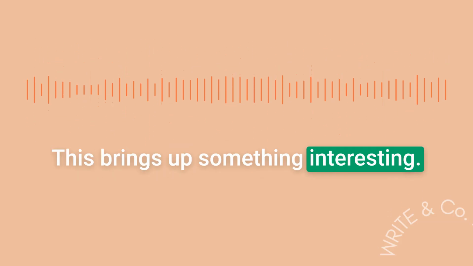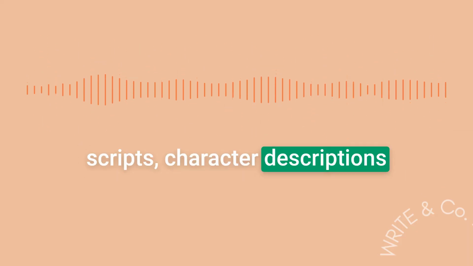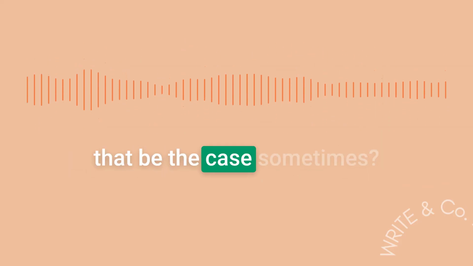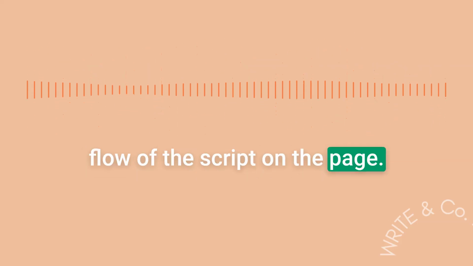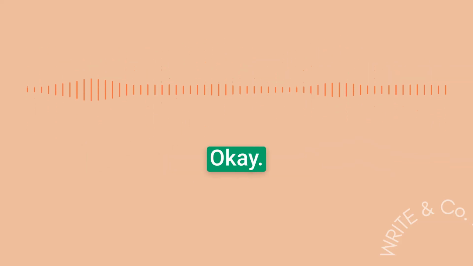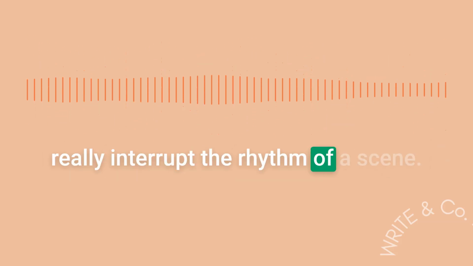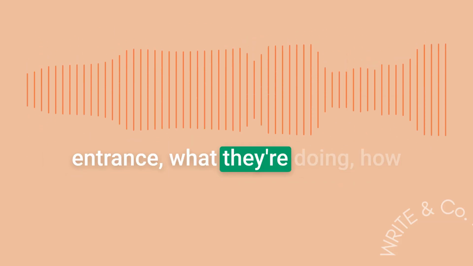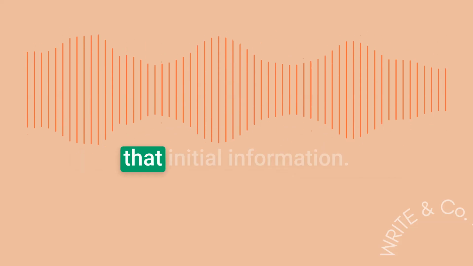Okay, this brings up something interesting the source mentions. Often in professional finished scripts, character descriptions can be surprisingly short. Right. If they're so important, why would that be the case sometimes? That's a good question. It's often about maintaining the flow of the script on the page. Readability. Okay. A long, dense block of description can really interrupt the rhythm of a scene. So in those cases, the character entrance, what they are doing, how they are behaving in that moment, carries even more responsibility. It has to do more work. It has to do more work conveying that initial information.